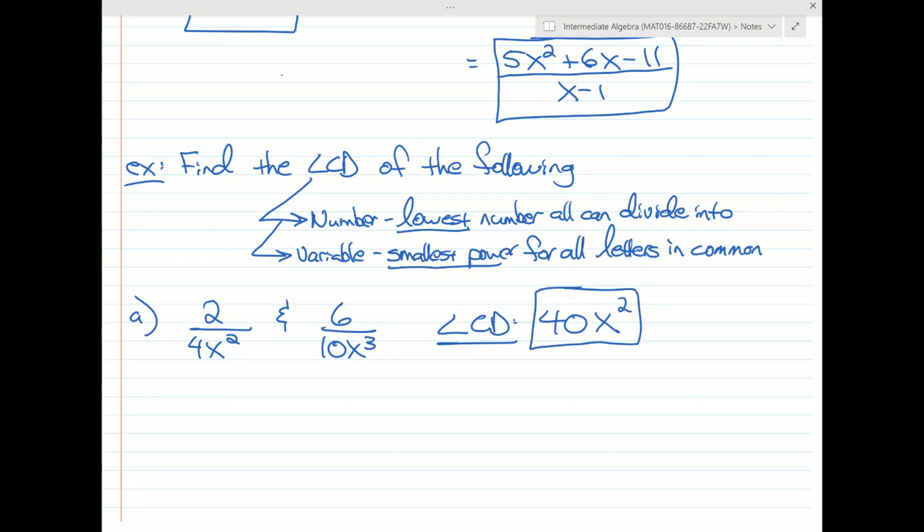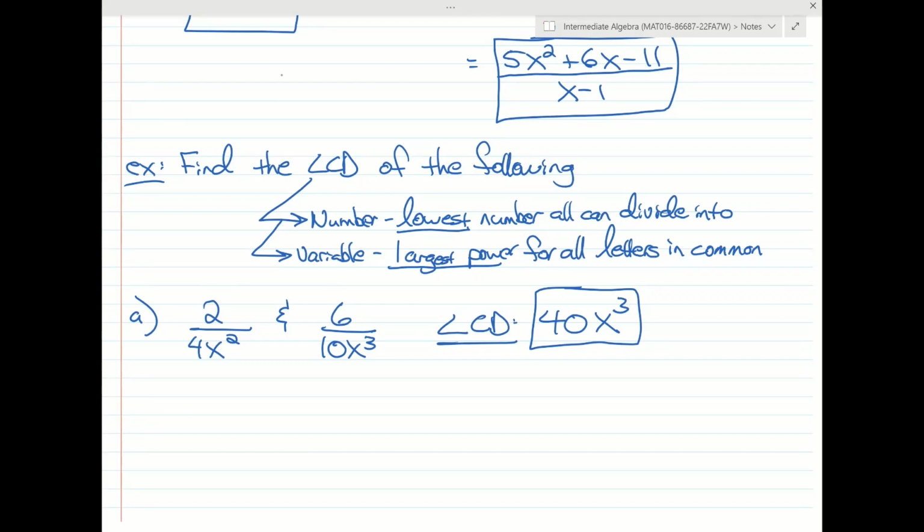Wait. Oh, yeah. My note's wrong. Yeah, my notes are a little off. I'm sorry, guys. It should be the largest here, just fix your notes. I totally screwed this up. When we're looking for the least common denominator, we want to find the smallest number, but the largest power. So 40x to the third.